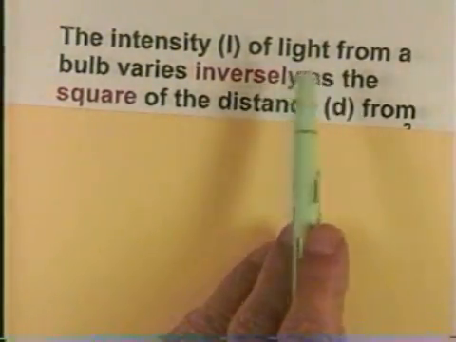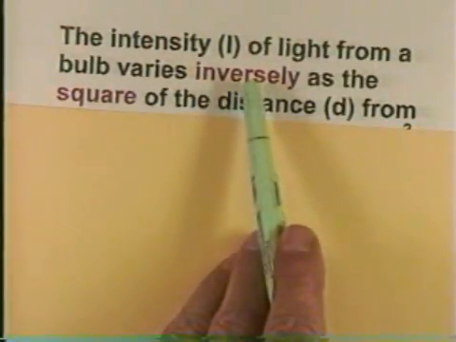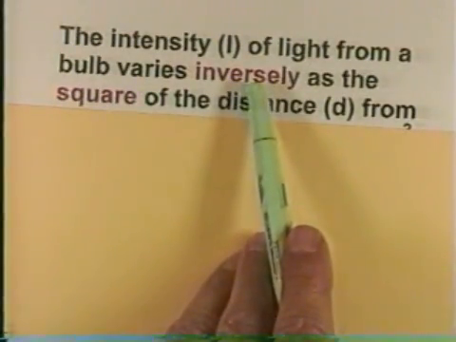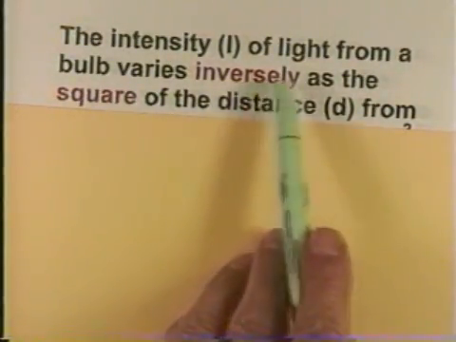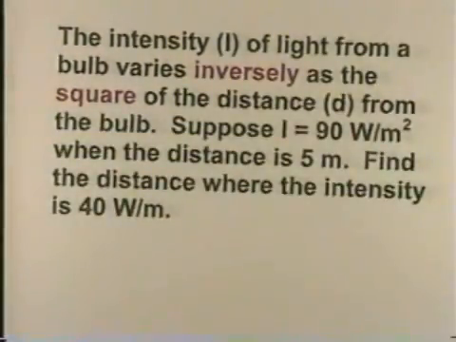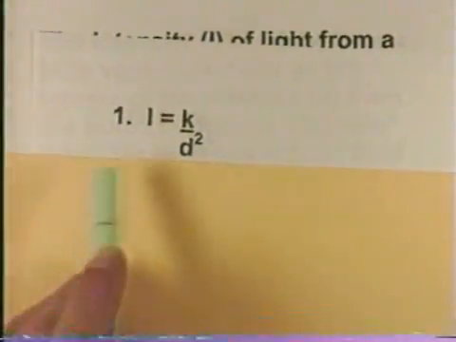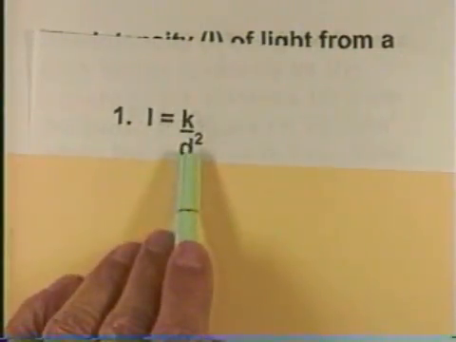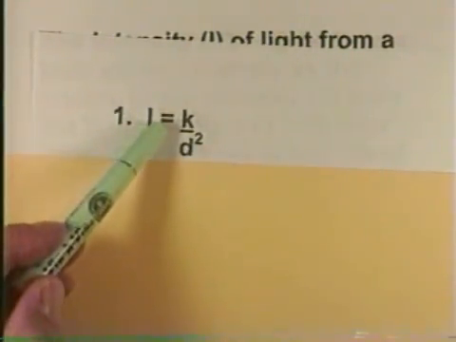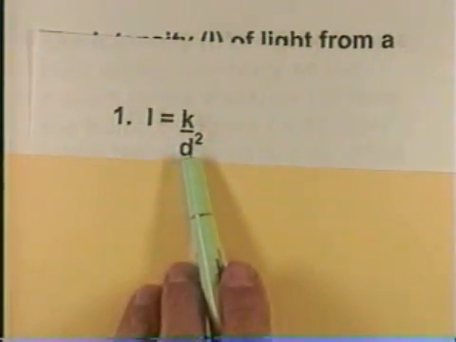Now the intensity of light from above varies inversely. Inversely means it's going to be K over something. What's it going to be K over? K over the square of the distance. So the model is going to be that the intensity I is K over D squared. I varies inversely as the square of D. Inversely told me to divide, and of course the square of D is what told me to write D squared.